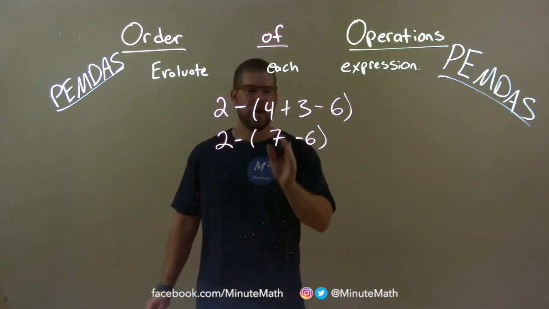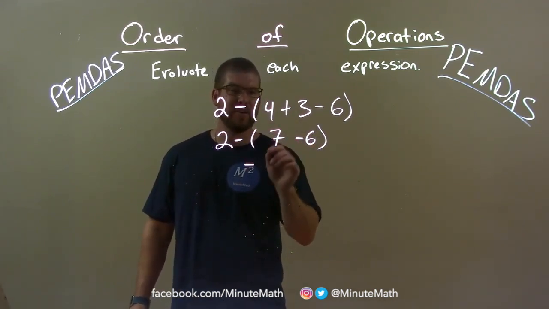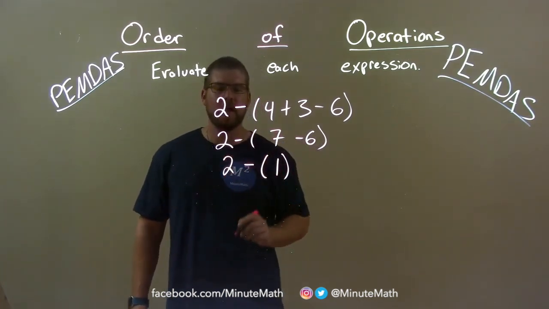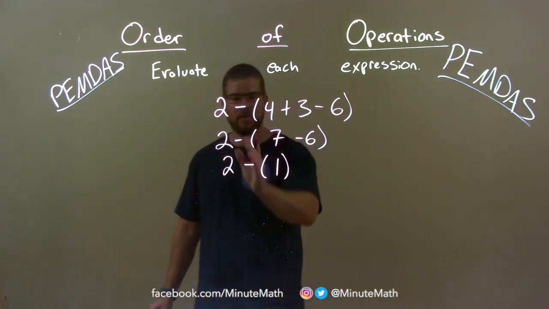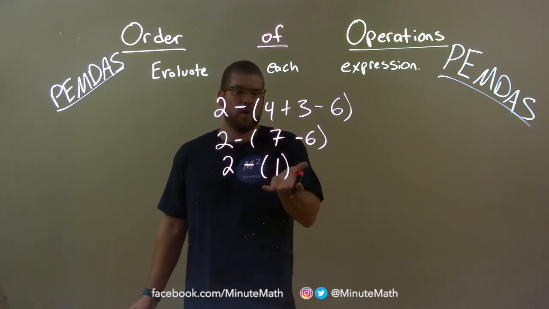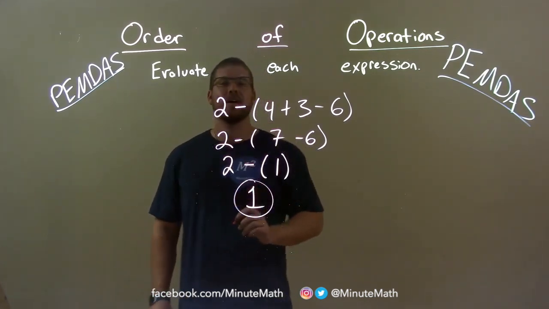All right? Well, now 7 minus 6 is still in the parentheses. That's what we got to do now. It is just a 1. So we have a 1 there, 7 minus 6 being 1, and then bring down the 2. Subtraction still comes down. Now, 2 minus the only thing in the parentheses, just 1. 2 minus 1 is 1. So our final answer here is 1.